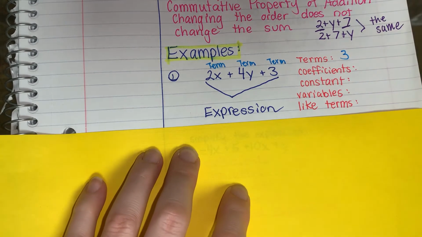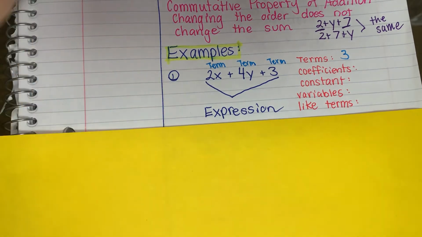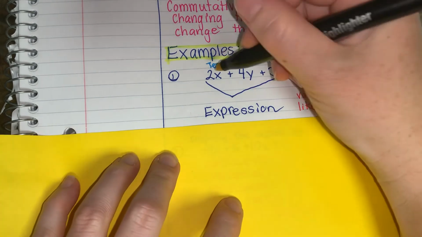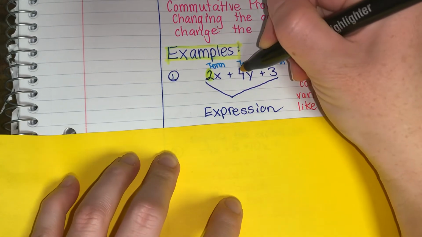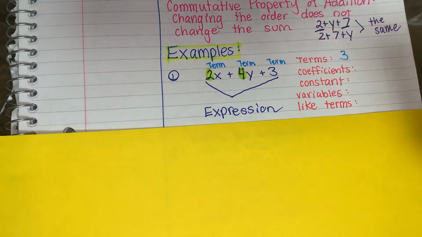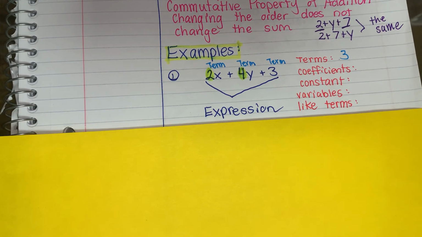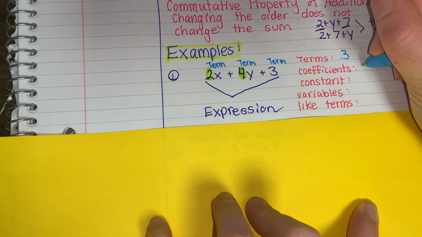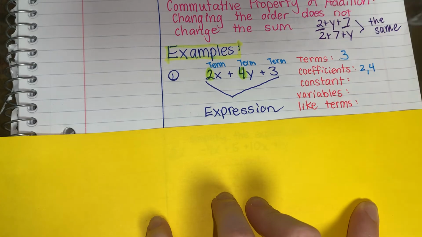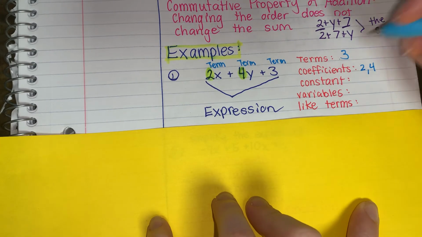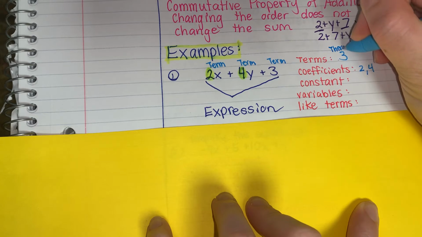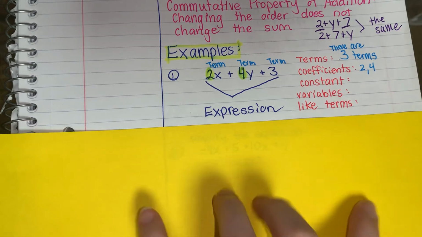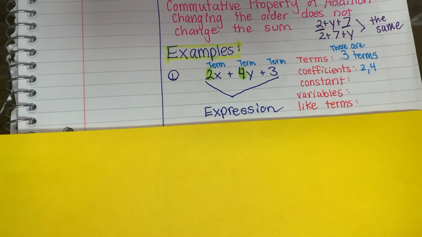What are the coefficients? I'm going to highlight my coefficients. If you want to underline them, that's great. Coefficient, coefficient. That is not a coefficient. A coefficient must be multiplied by a variable. So our coefficients in this case are 2 and 4. And I'm going to be specific. They're up here. Coefficients in this case were 2 and 4.